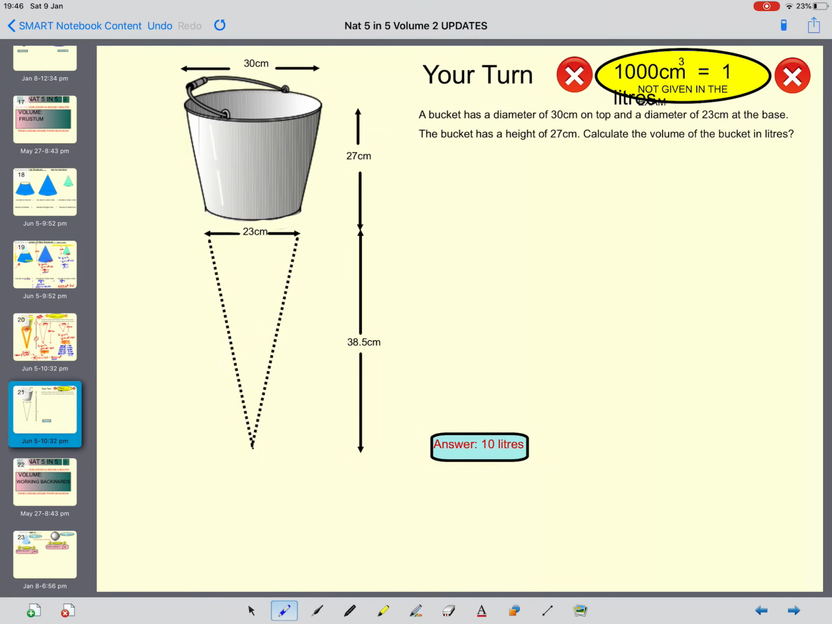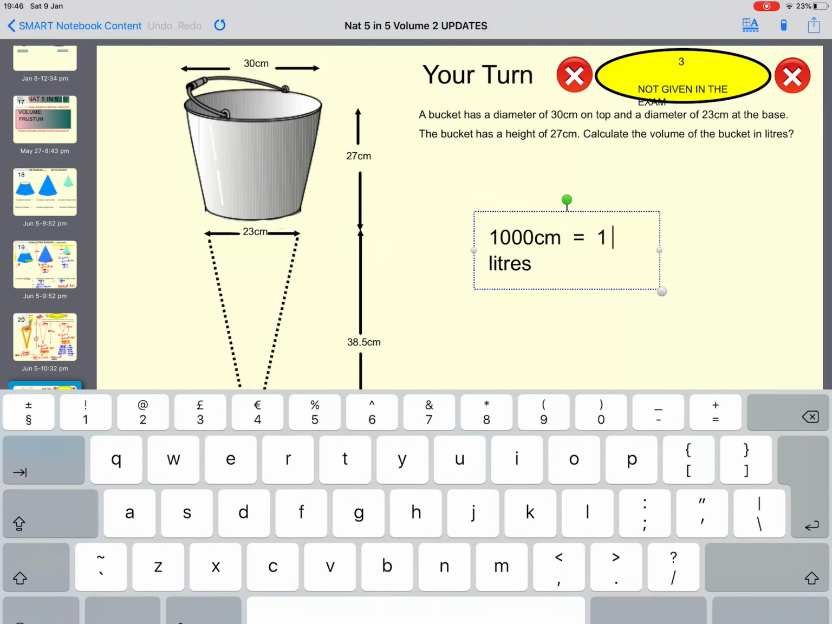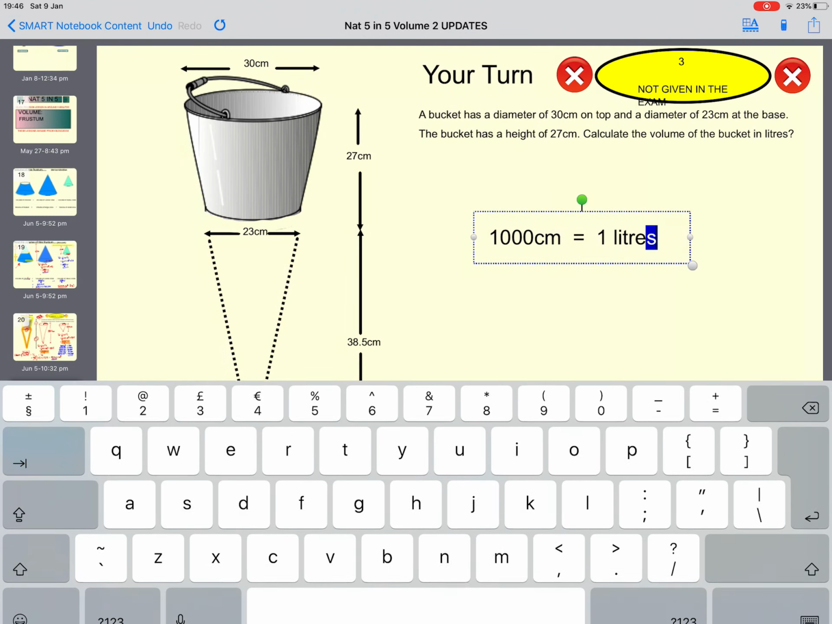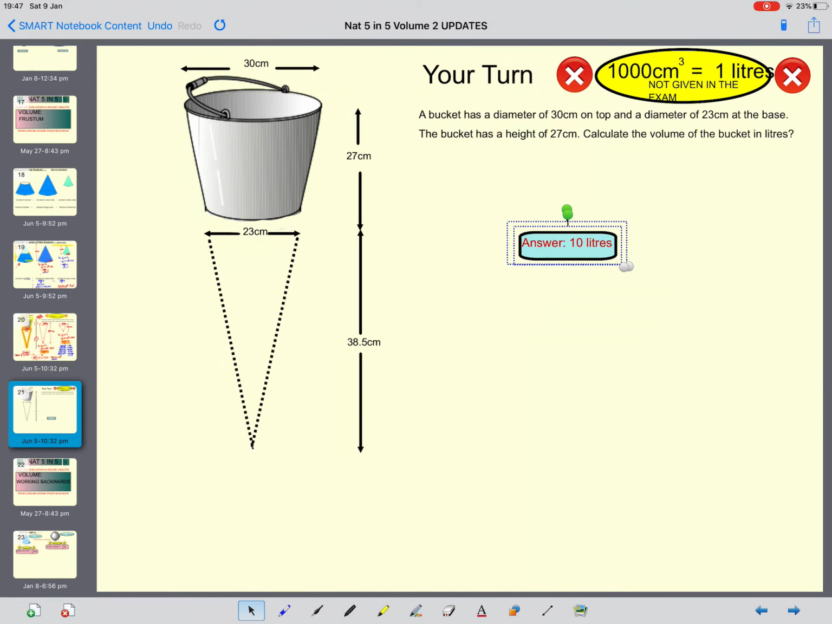Here's one for you. So let me just fix this. There we go. Okay, and this is not given in the exam. Alright, so here's one for you, very similar to the one I have just done. I have actually included the answer for you, so please try and work it all out and then check that you have got the right answer.